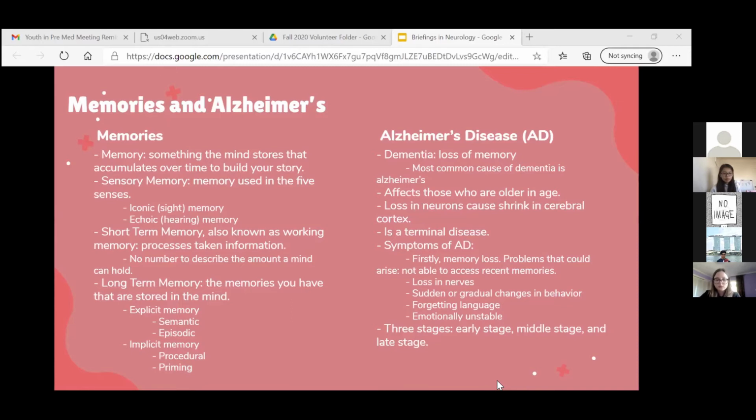Explicit memories are memories that occur while conscious, or when you're awake and focused. These include memorizing definitions to words, spelling, and past events, which are known as semantic for words and episodic for events. Implicit memories, on the other hand, are a bit more complicated.